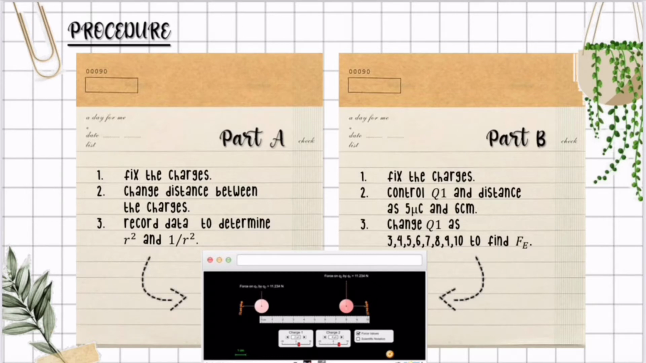Then for part B, we have to fix charge 2. Then we need to control charge 1 and the distance between the two charges as 5 microcoulomb and 6 cm. Then there will be a change in charge 2. It is between 10 to 3 to find the electric force.